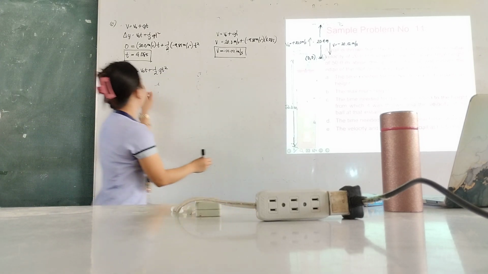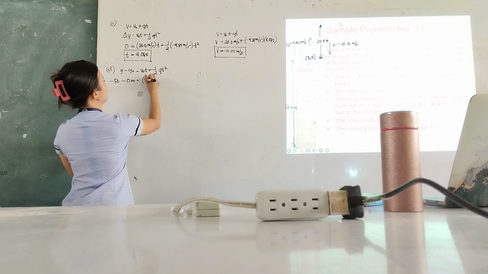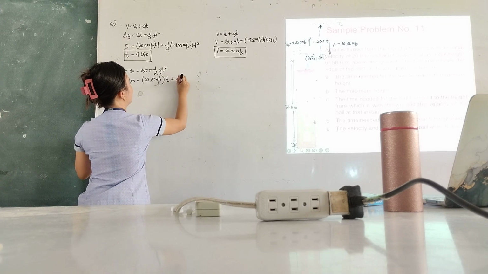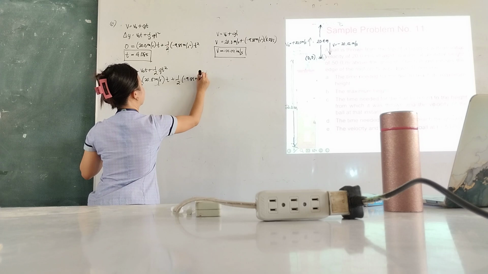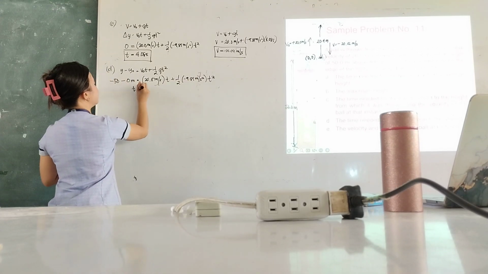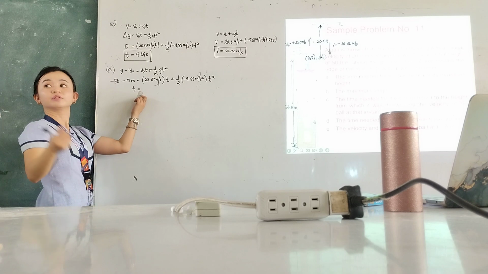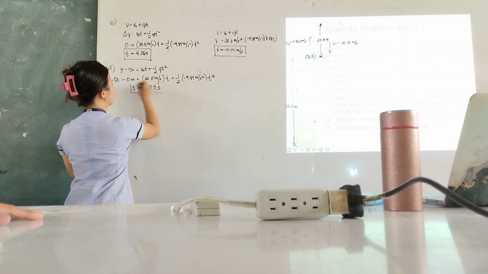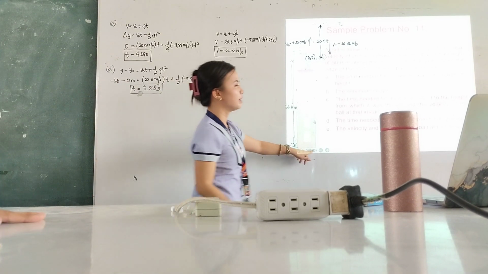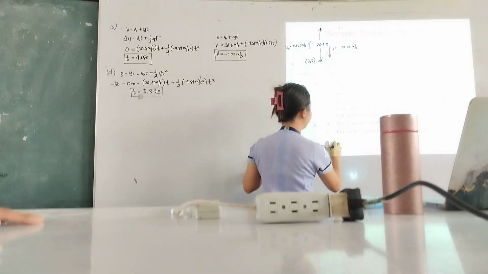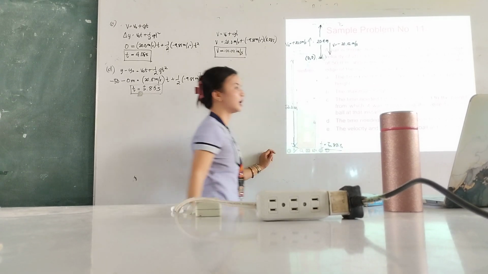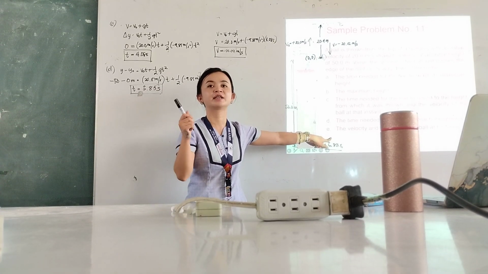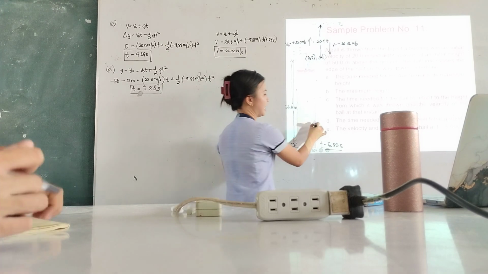V sub O, 20. Time, unknown. So time is equal to 5.83 seconds. So at the ground, you have time 5.83 seconds.